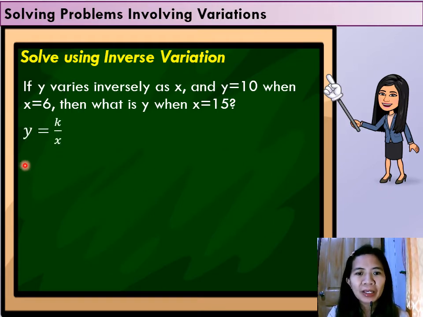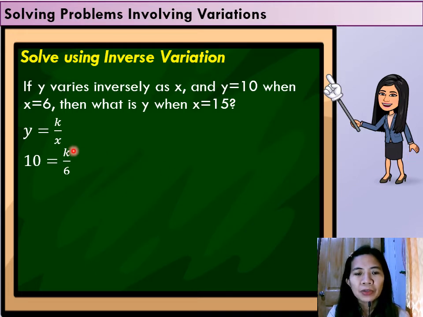So we have here y equals k over x. Okay, so this will be our equation. Now, given the first set of values wherein y equals 10 when x equals 6, we can solve for the value of our constant. By substitution, substitute the value of y, which is 10, and the value of x, which is 6. So 10 equals k all over 6.